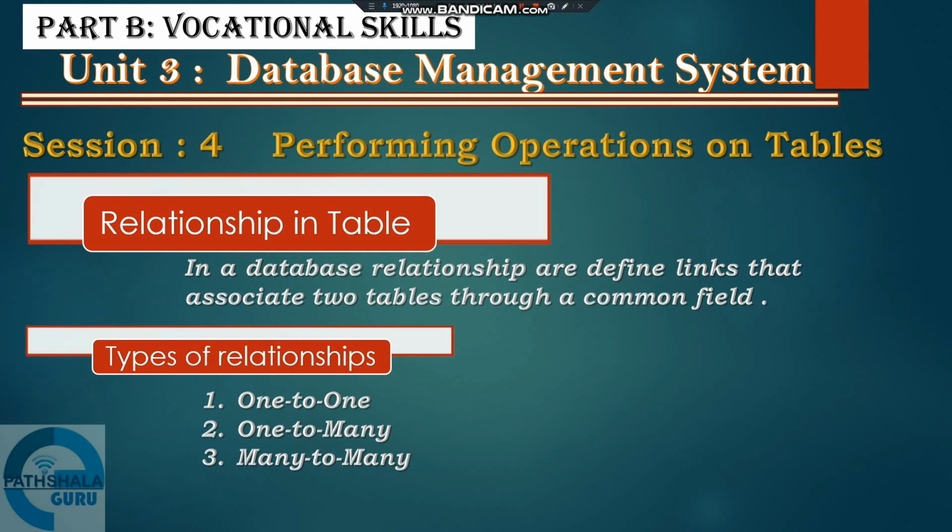Now, by linking the student roll number field with the roll number field of the math grade table, you can list the complete information of a student from the student table and the grade from the math grade table. This is an example of a relationship. Move forward. Types of relationship: one to one, one to many, and many to one.